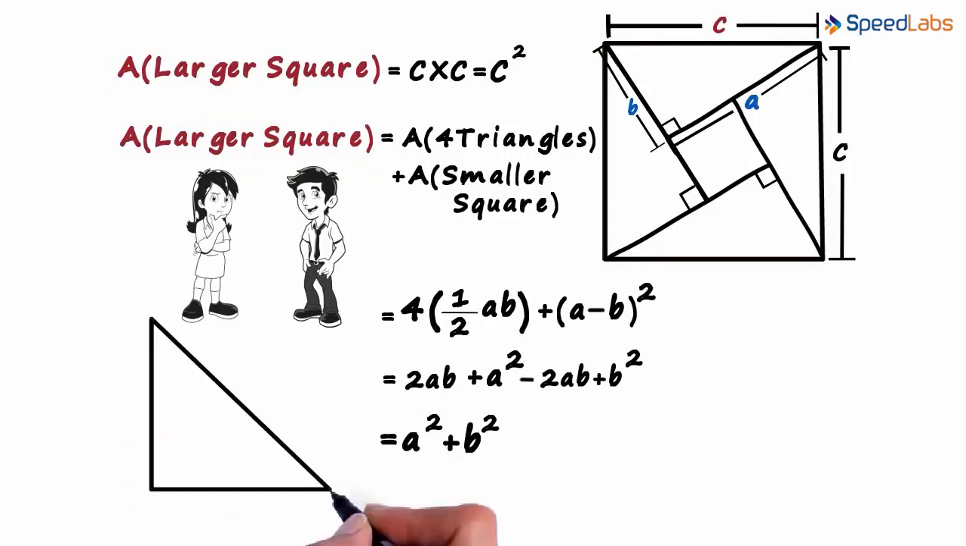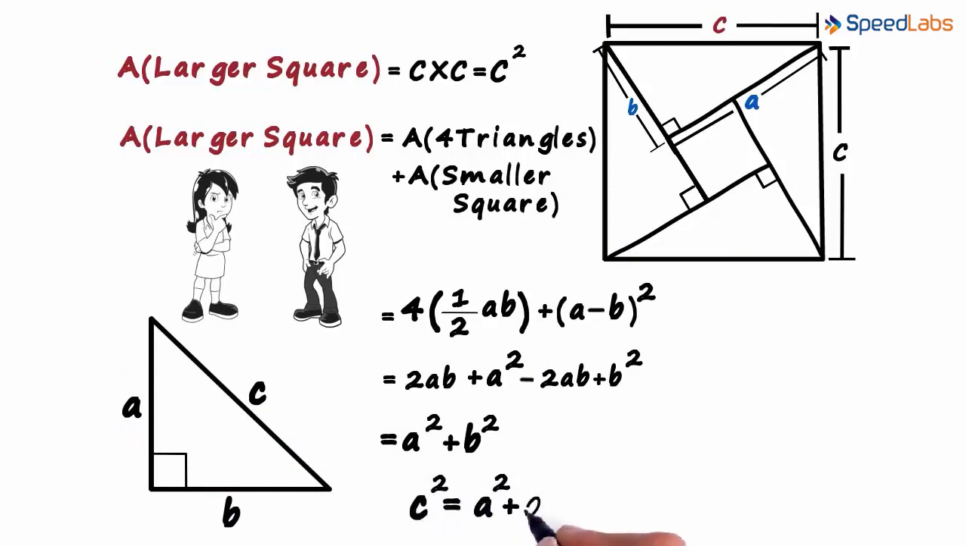So if we have a right triangle with sides a and b and hypotenuse c, then the Pythagoras theorem says that c squared will equal a squared plus b squared.